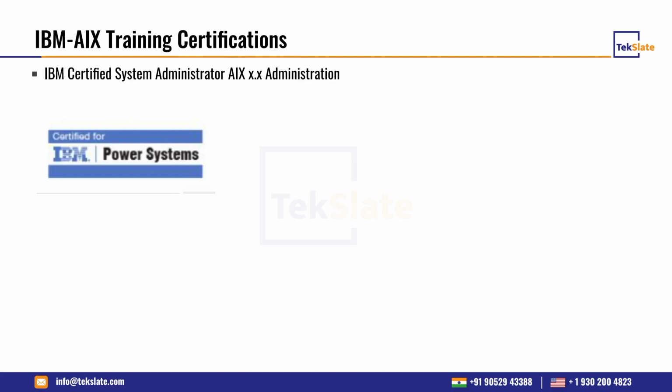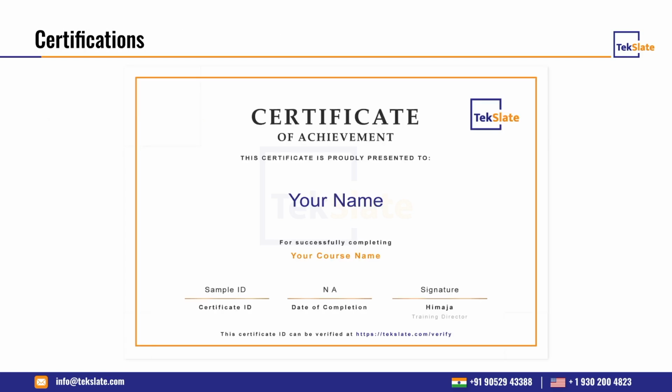The next question in your mind, if I get certified, what exactly is the logo, and what type of exam should I give after this learning? It is the IBM Certified System Administrator AIX, whichever version we have done, that administration certification you will get. This is the logo of the certified IBM Power Systems. If you are given the certification for AIX 6.1, a logo like this will be there, and you will get the certificate also. Once you have completed all the course of your IBM AIX and basics of Unix, you will get a certificate of achievement.